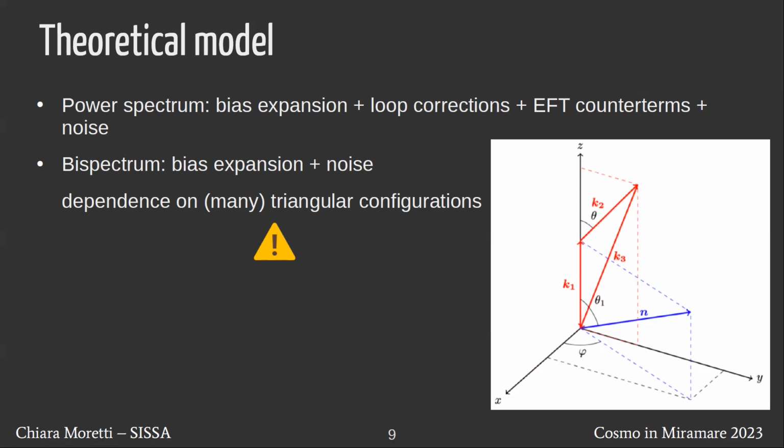But it's a three-point function, so it depends on many triangular configurations. So we are correlating 3 points in space. So it will have a dependence on K1, K2, and K3, but also a dependence on the orientation of these triangles with respect to the line of sight. So in a way, this is actually more complicated, or let's say more costly, to compute computationally.